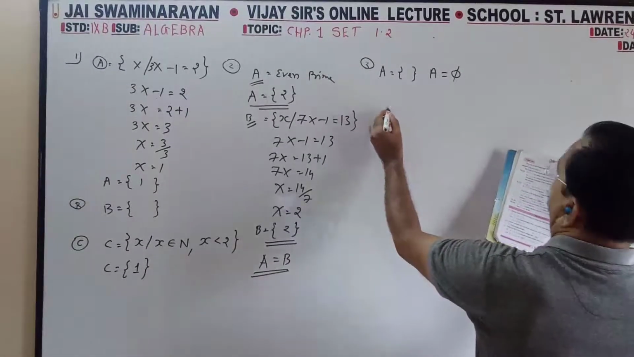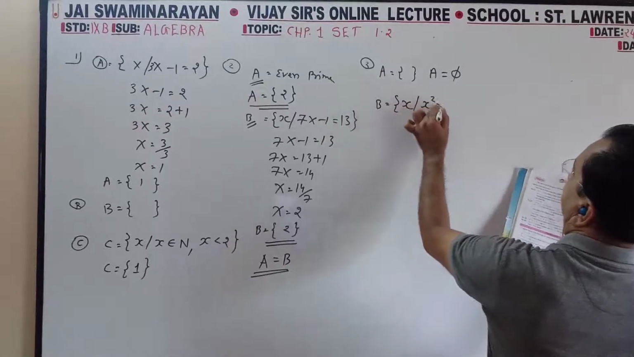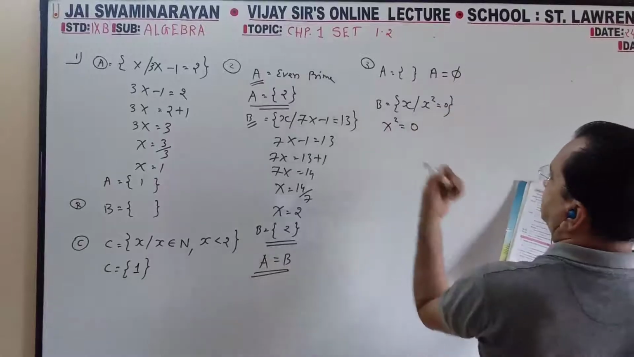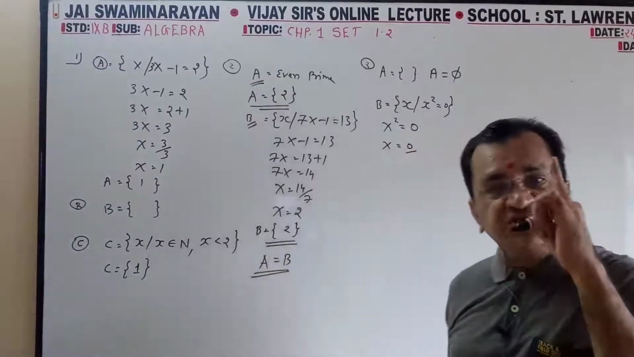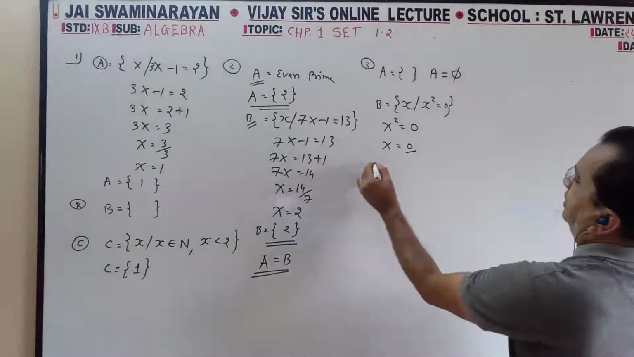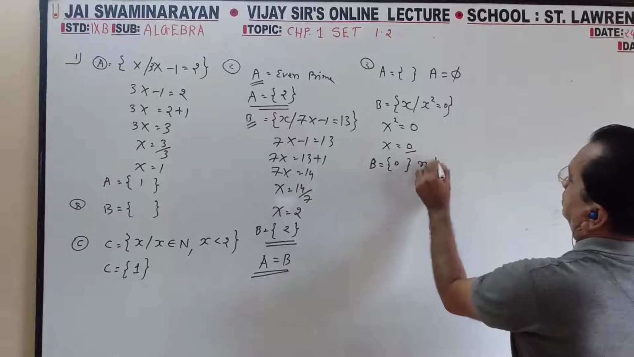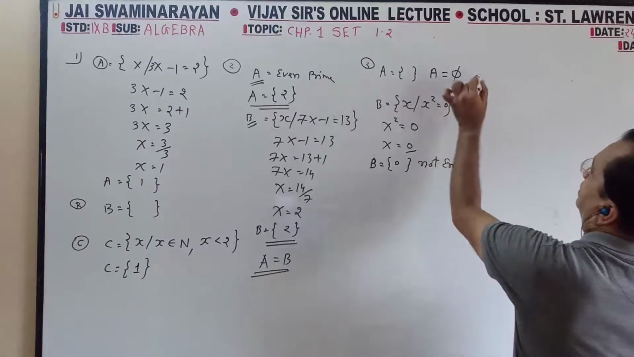Second one, it is given B: x square is equal to 0. X square is equal to 0, taking square root on both sides, x is equal to 0. So 0 itself is one element, so it is not empty.